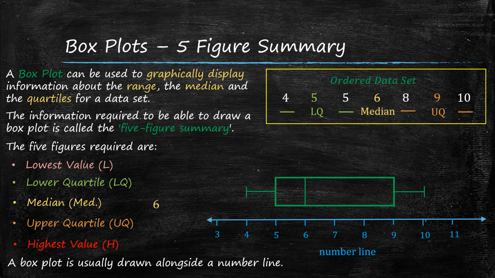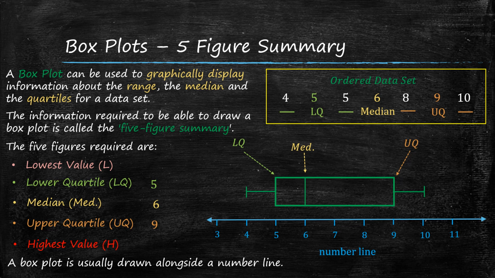Well, let's take a look at the median. The median is 6, and the median on a box plot is represented by the vertical line within the box as shown. And the lower quartile is shown by the lower end of the box, and the upper quartile is shown by the upper end of the box. And now you can see why box plots are normally shown with a number line, because the number line gives meaning or value to the box representation.